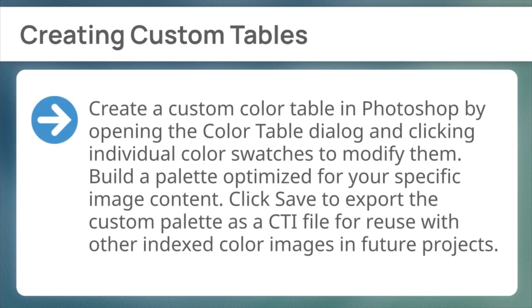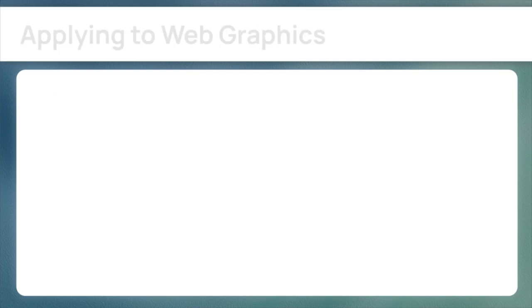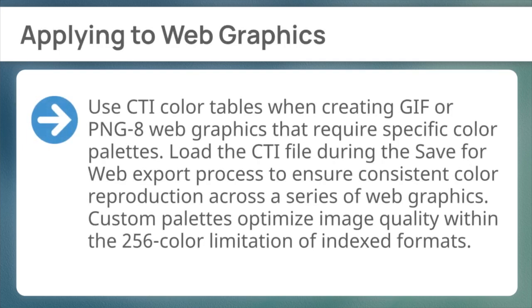Next, creating custom tables. Create a custom color table in Photoshop by opening the color table dialog and clicking individual color swatches to modify them. Build a palette optimized for your specific image content. Click Save to export the custom palette as a CTI file for reuse with other indexed color images in future projects.